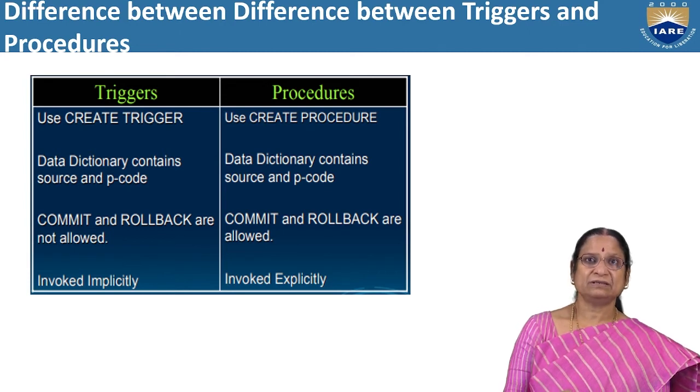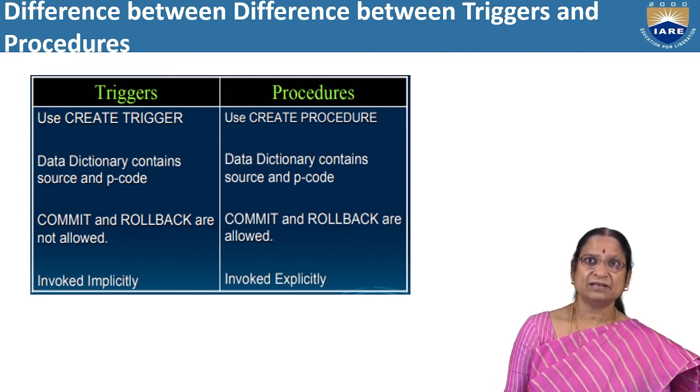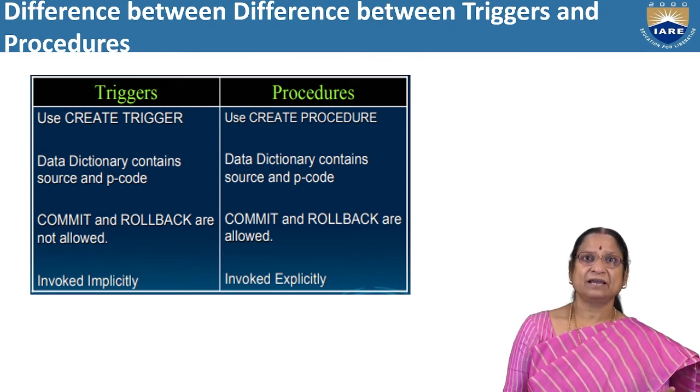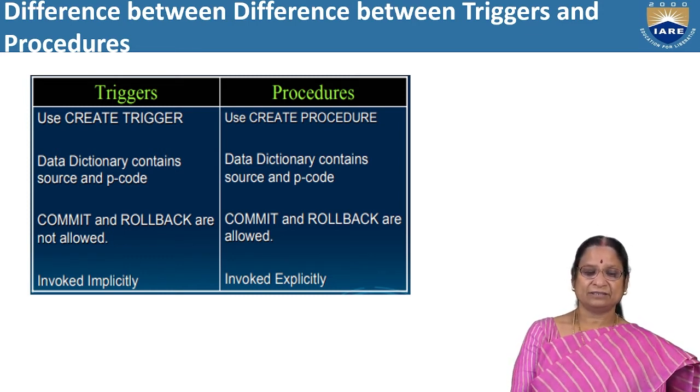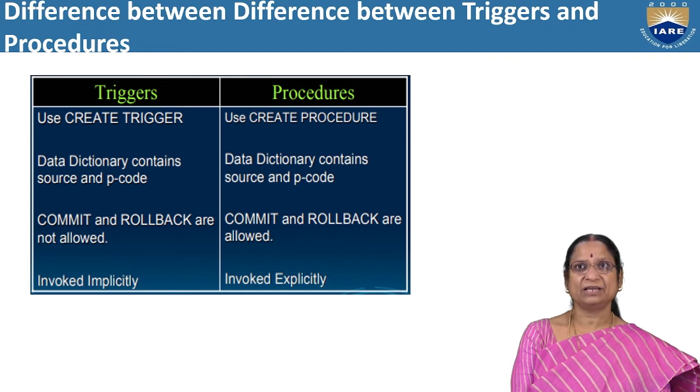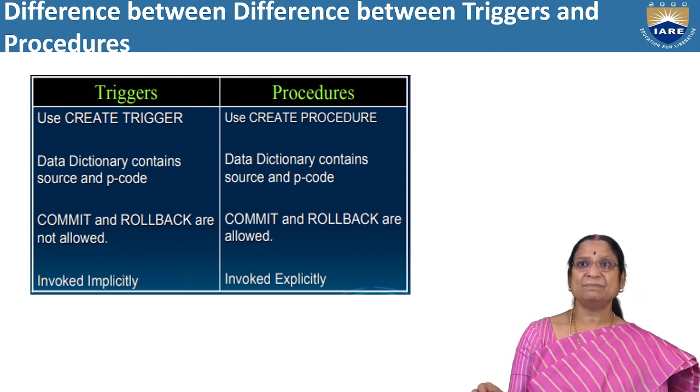Syntactically, we will use create trigger, and here we are going to use create procedure. Data dictionary contains source code also. Here also data dictionary contains the trigger code and procedure code. Commit and rollbacks are not allowed in case of trigger, but in case of procedure, commit and rollbacks are allowed.